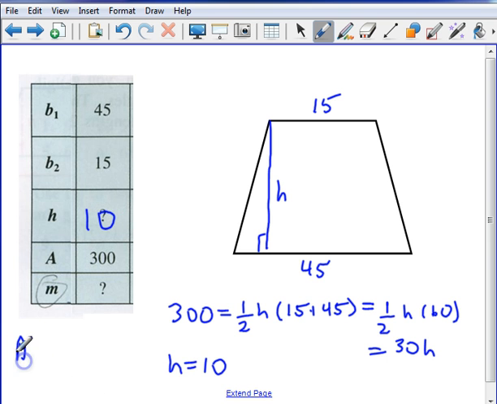Now the area is also h times m. So 10 times m will equal 300. So the median is 30. Let's look at another one.